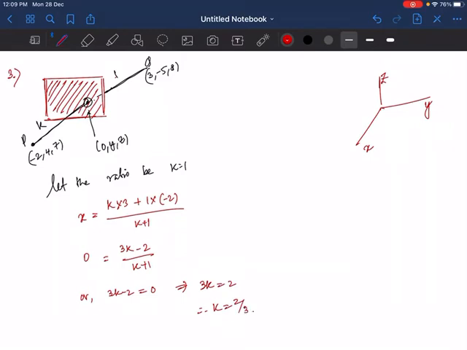So once you get k is equal to 2 by 3, we can have the required ratio, just like the previous one, it will be 2 is to 3. That is my ratio. Okay, question number 4, it will be homework. You can do it by yourself, and you can take the help of example number 10.